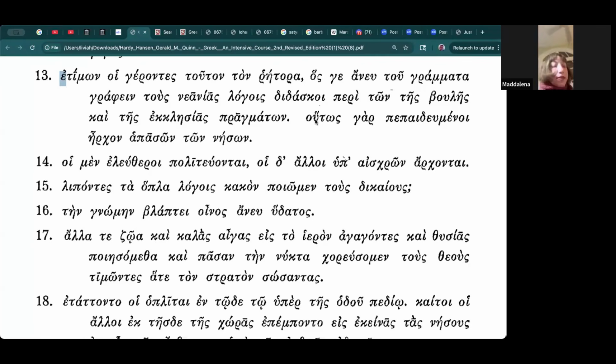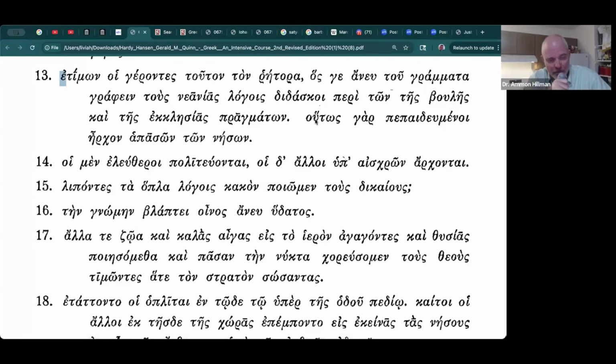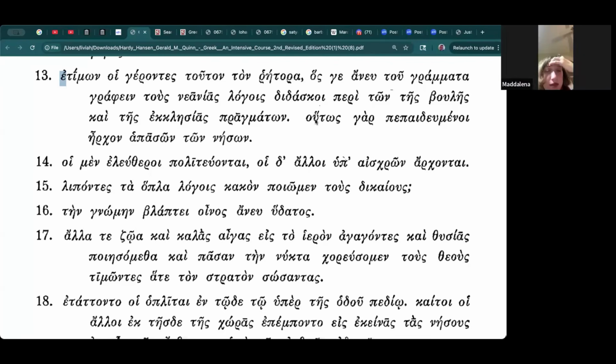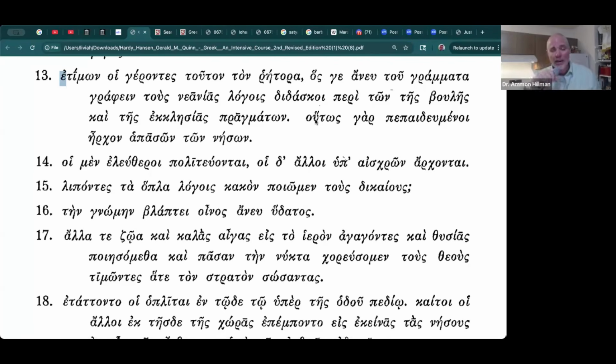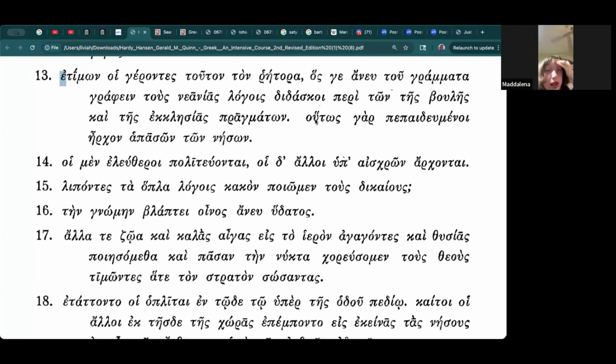I don't know, I'm all over the place right now. Oh my God, number 15 would never exist in Greek. That is the worst. I'm sorry. Okay, number 14. Hey, I'll give you a cheat. Your subject is eleutheroi for your verb politeuontai.